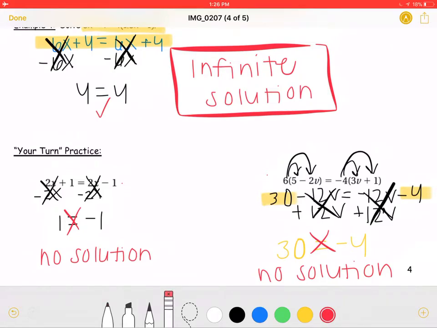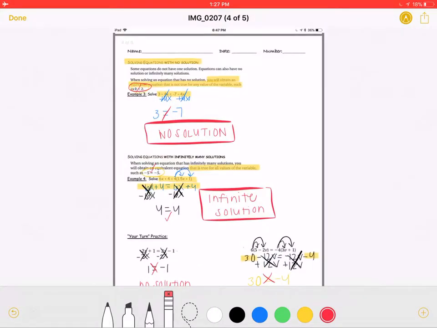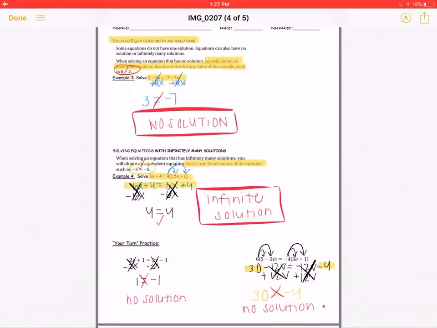All right, hopefully you got those two correct. If not, by me going over it, you understand now the difference between having no solution, infinite solutions, or like we did on the first few examples, your equation could have just one solution.